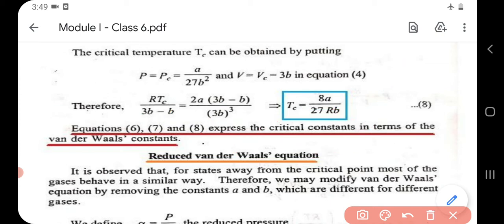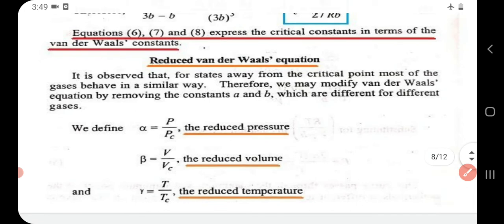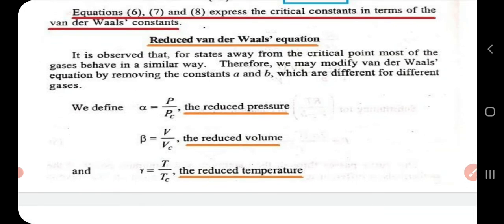So critical constants are expressed in terms of the van der Waals constants. That derivation is very important, or this session as a whole is very important. Okay, now we are going to obtain the reduced van der Waals equation.